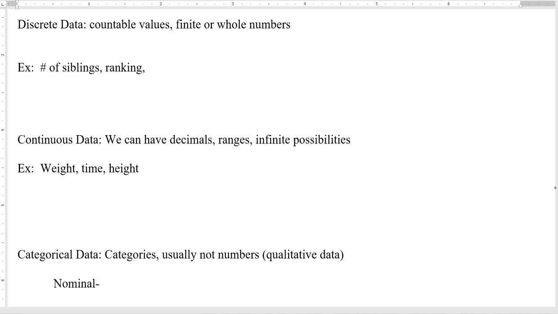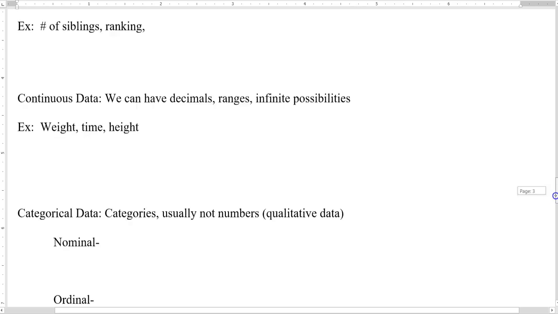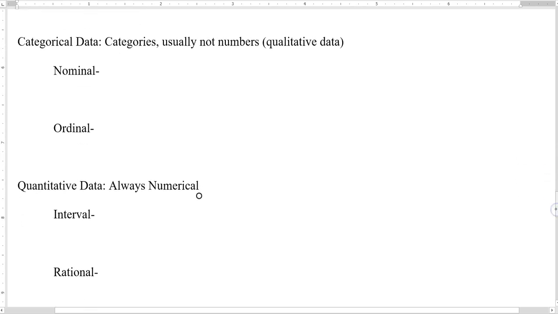What we're going to do now is I'm going to scoot this down to categorical data. Categorical data is where we generally have categories. They're usually not numbers. We call this qualitative data. Qualities are definitely categories, like your race, your gender, your hair color, the color of car you drive. Those are all qualities, right?